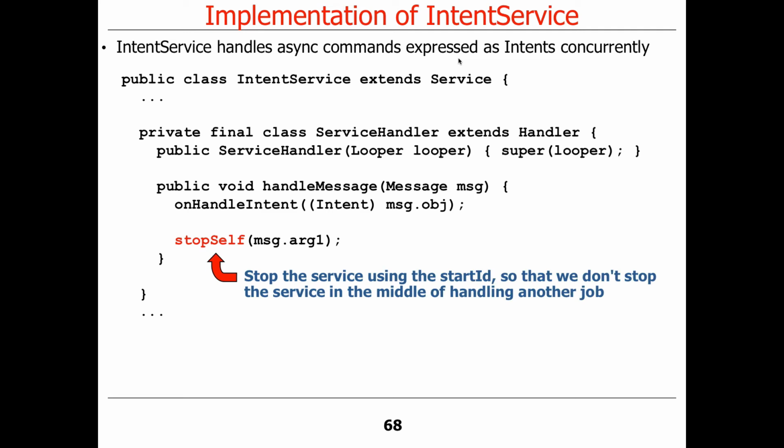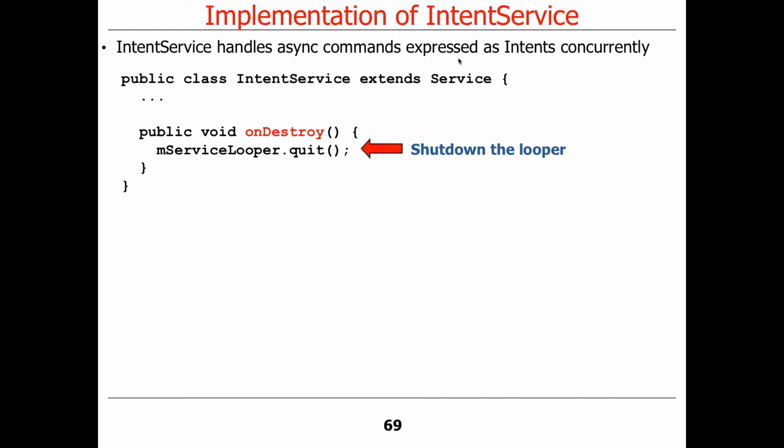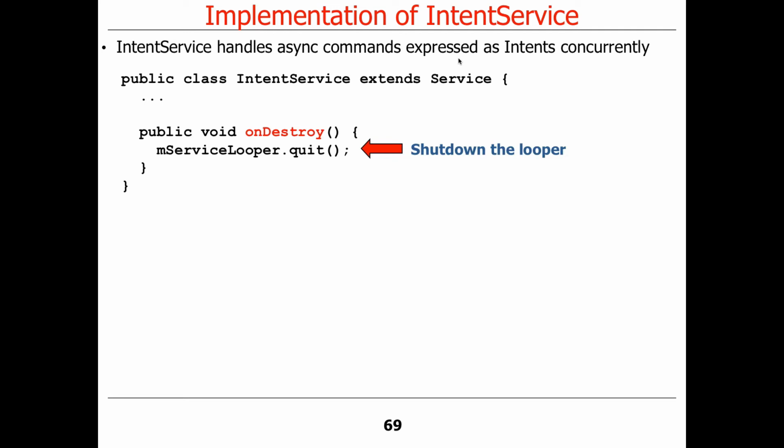Okay, so stop self. This is used so you don't stop yourself too early when there's still more work to do. And then, of course, when stop self is called, and it is indeed the last start ID, the last thing that has been seen, then it automatically calls onDestroy, which in this case quits the looper.